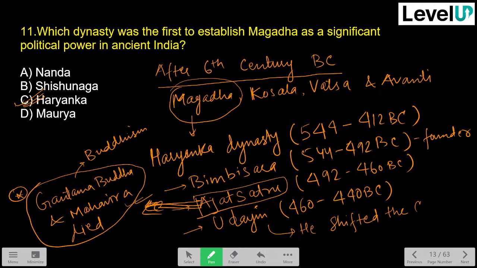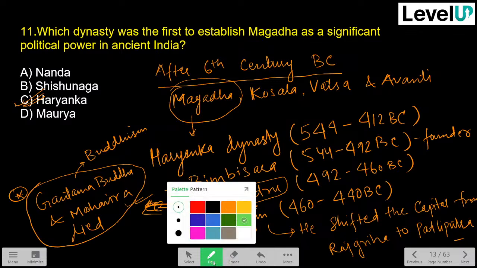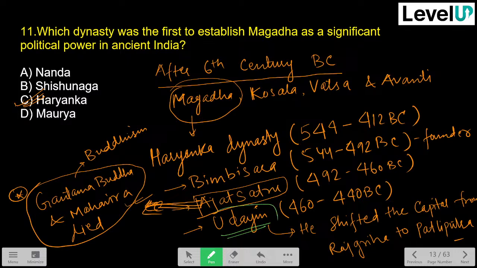He shifted the capital from Rajgriha to Patliputra. Patliputra means Patna, the capital of Bihar right now. Correct? Please try to remember this about Udayin and Ajatsatru. It is very important. After the Haryanka dynasty, other dynasties also arrived. We will talk about this later in the lecture.